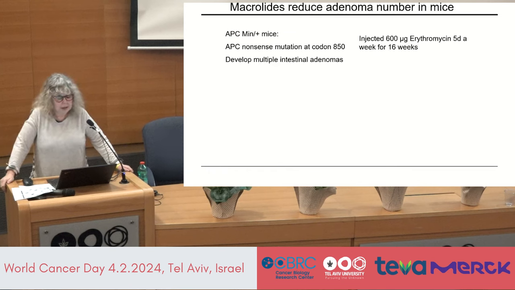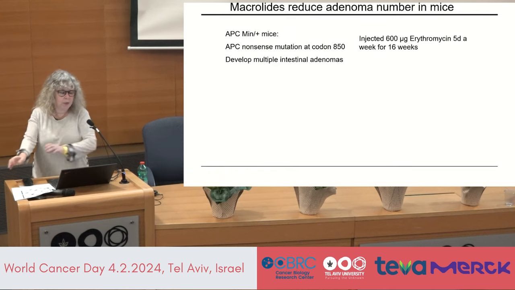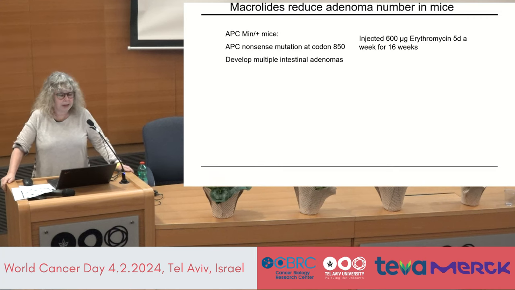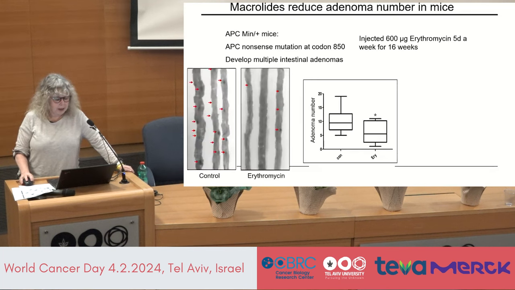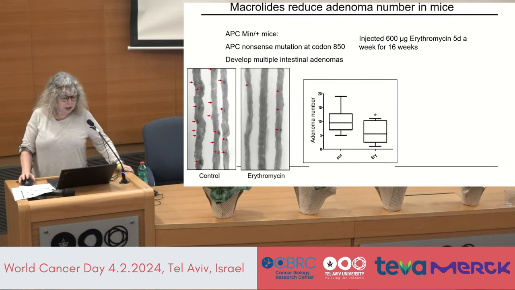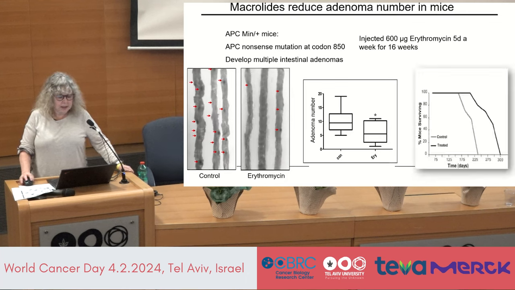After a few experiments in tissue culture, we moved into mice. Luckily, there is an available mouse line called the APC-min mice. APC-min mice have a nonsense mutation in codon 850 of the APC protein. They develop multiple intestinal adenomas. These mice were treated with erythromycin, which is one of the macrolides I mentioned, for 5 days a week for 16 weeks. And the results showed a really nice reduction in the number of adenomas and an increase in the life span of the mice.